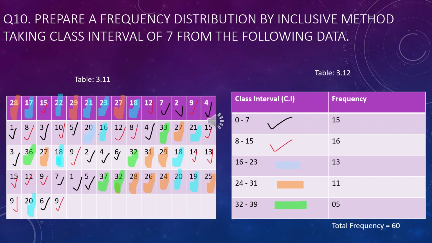How many numbers are there from 8 to 15? It is 16. All the red colored ticks are 16 in number, and they are all between 8 and 15, so the frequency will be 16. Accordingly, for 16 to 23 all the blue colored marks are 13 in number, so the frequency is 13. Then from 24 to 31 all the orange colored marks are 11. And the last one is 32 to 39, the light green colored marks, which is 5. So the total frequency of all these is 60.